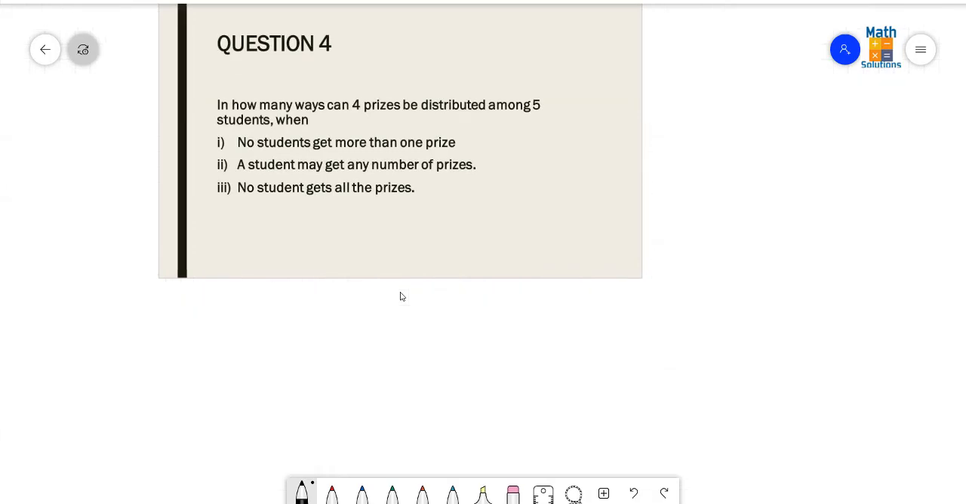And here goes the first question. In how many ways can 4 prizes be distributed among 5 students, when the number of students is 5 and the number of prizes is 4? So the first question is what? No student gets more than 1 prize. That means repetition is not allowed here. If one student is getting 1 prize, he or she cannot get more than 1 prize. Only one he or she can collect.